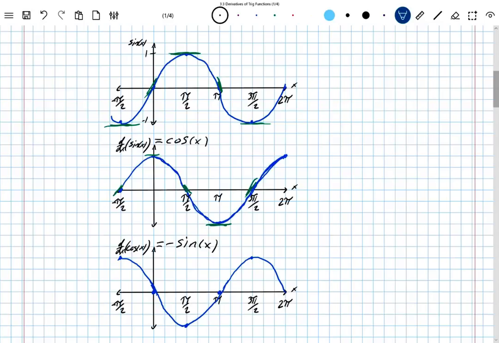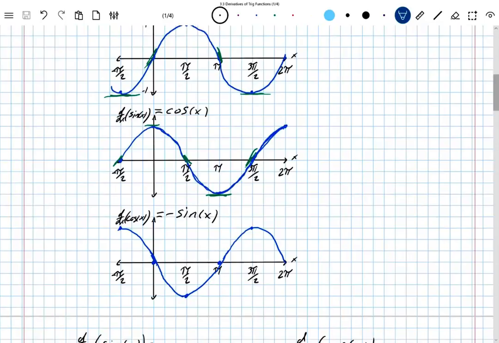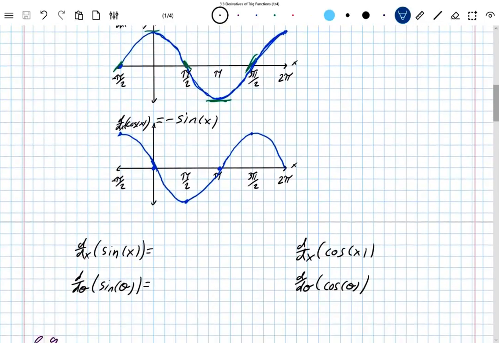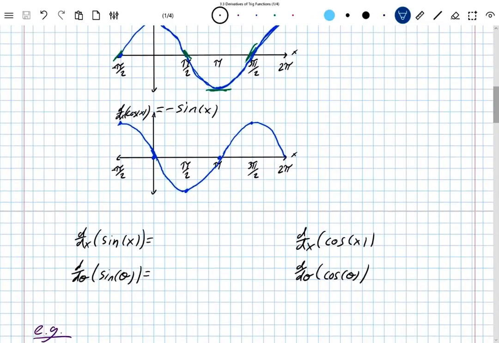Amazing. Amazing. Oh, that is so nice. And of course, what we're going to do the rest of this lesson is use that like crazy. So put those in your notes, see what else you can figure out. In fact, let's go ahead and write them down officially. That the derivative of sine of x is cosine of x.